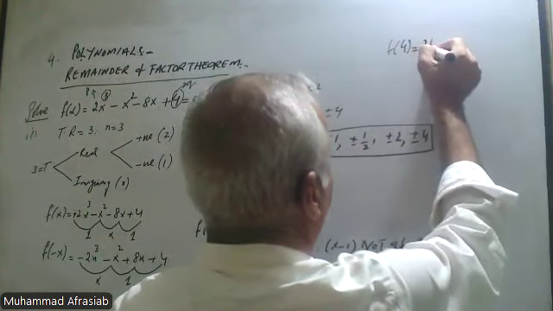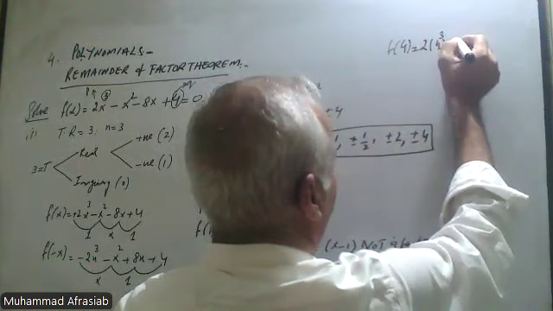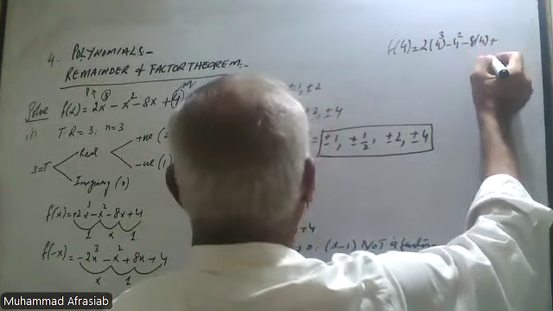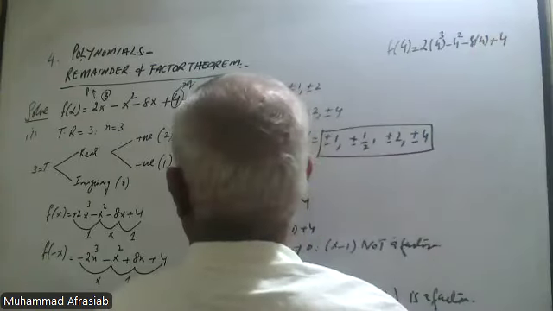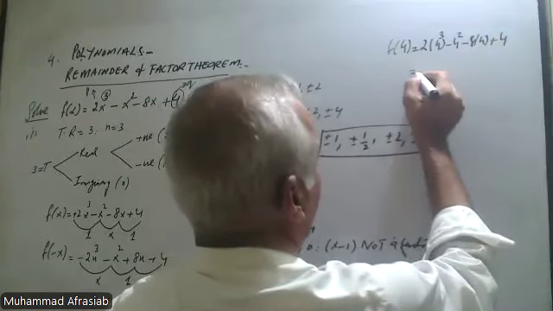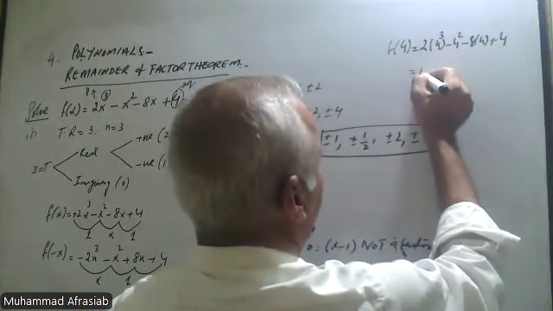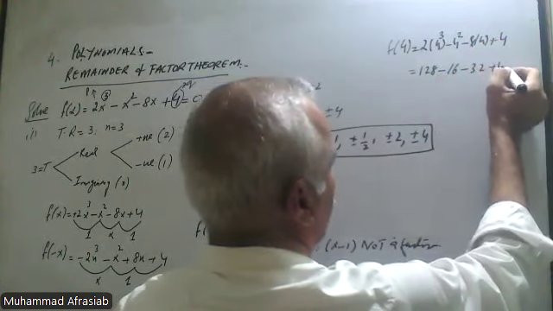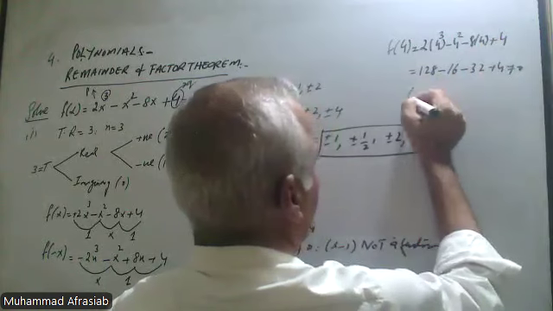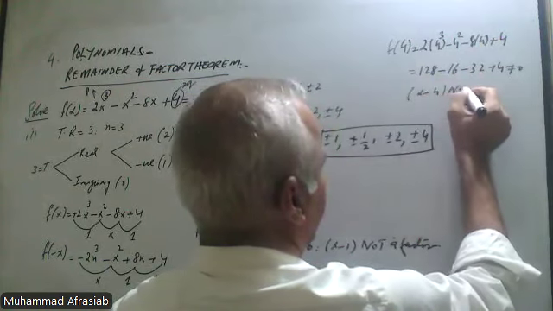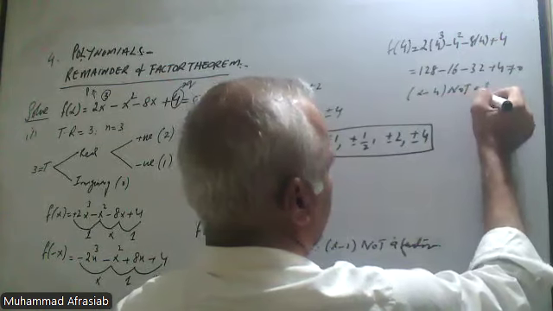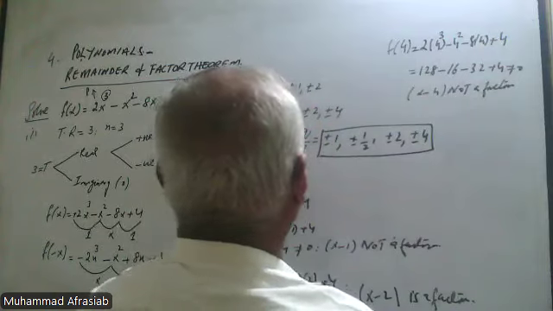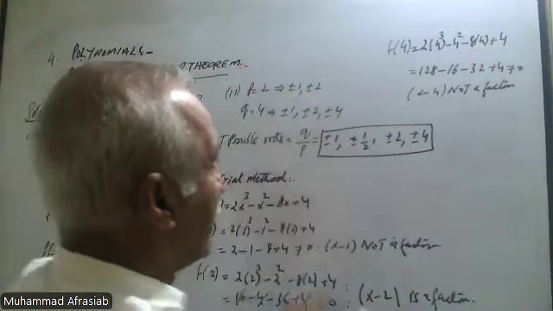It is 2 into 4 cube minus 4 square minus 8 into 4 plus 4, which is equal to 128 minus 16 minus 32 plus 4, and that is not equal to 0. So x minus 4 is not a factor of this polynomial. Then you try the one positive number left there, half.